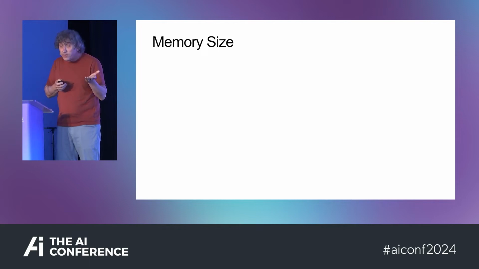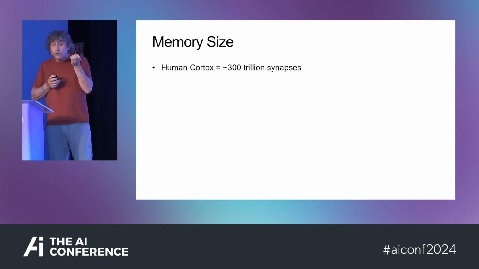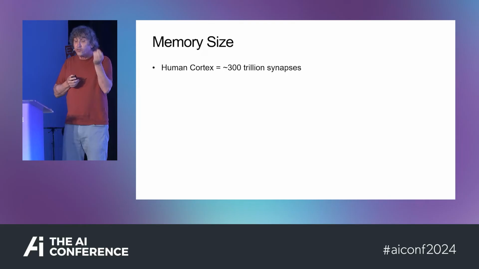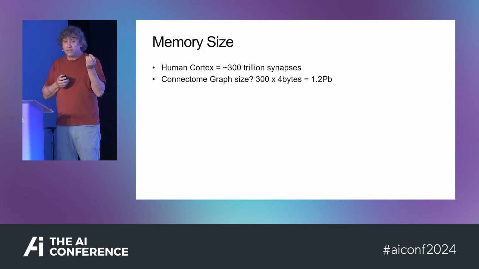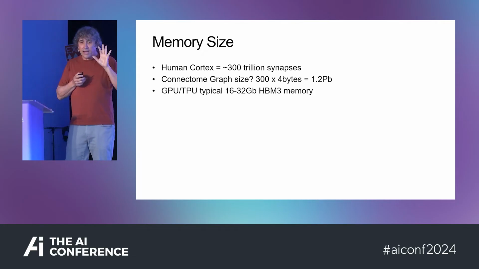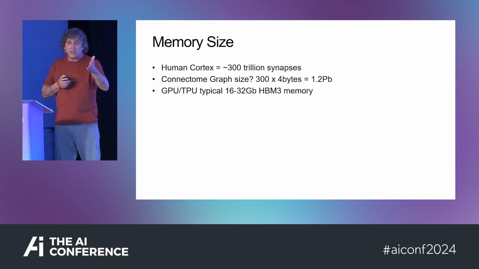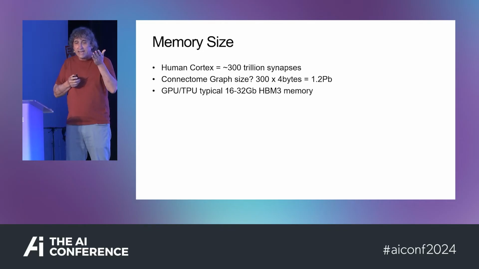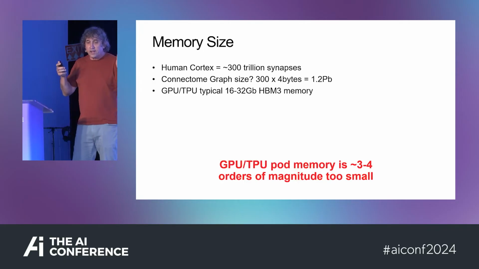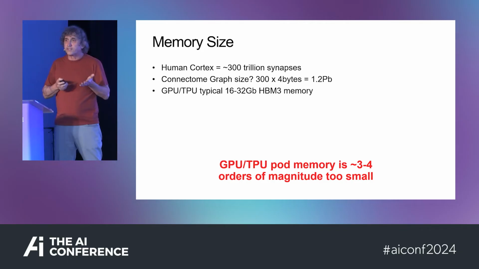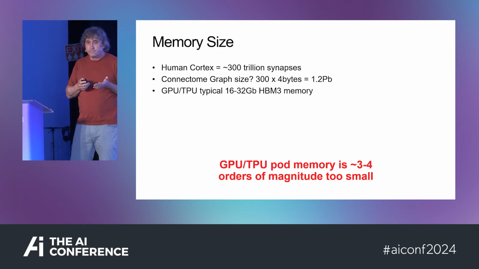And in terms of memory size, the human cortex has about 300 trillion synapses. That's about 1.2 petabytes if I just want to represent the graph in the simplest way. And so if you think about a typical GPU or TPU, even now that it's 40 gigs or 80 gigs, what we get in the end is that, compared to a regular GPU, this is, again, something like 3 or 4 orders of magnitude too small.